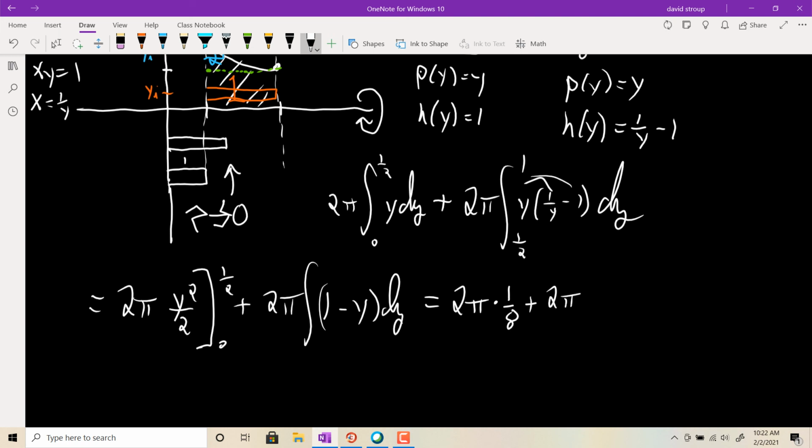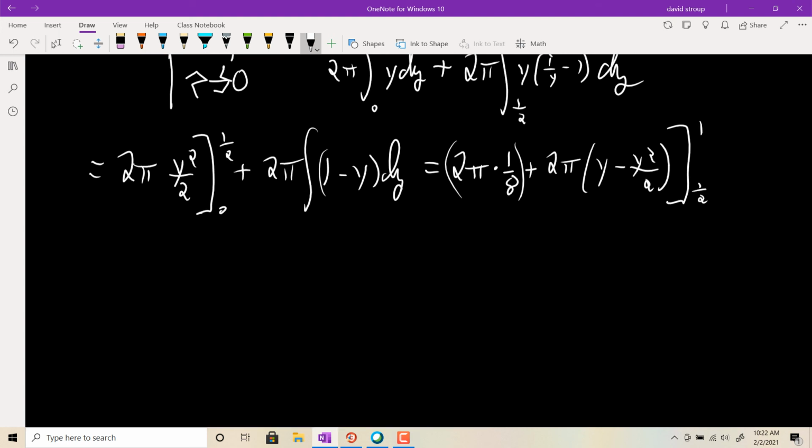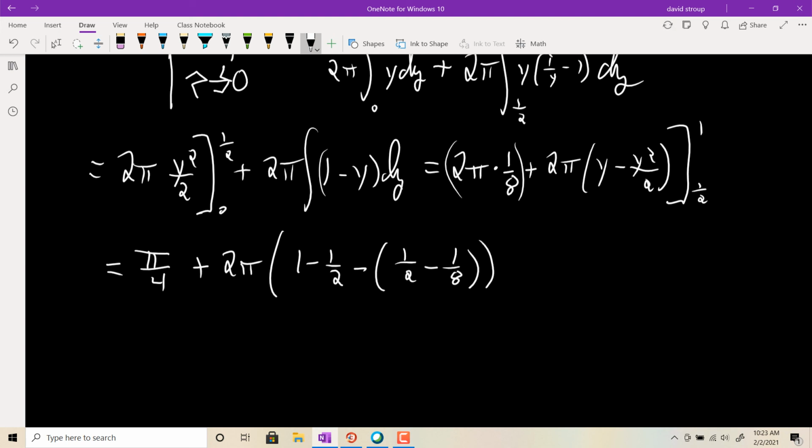Plus 2 pi. So this is by itself and it's done. Plus 2 pi times the antiderivative of 1 minus y, which is y minus y squared over 2. And then I still have to evaluate that part, from 1/2 to 1. Okay. 2 pi over 8 is just going to be pi over 4, and then plus this other stuff. So 2 pi, I got to plug in 1 first, so 1 minus 1 squared is 1 all over 2, minus, plug in 1/2, 1/2 minus 1/2 squared, that's 1/8 again. Okay. Need a common denominator for the second part, so 4 over 8.